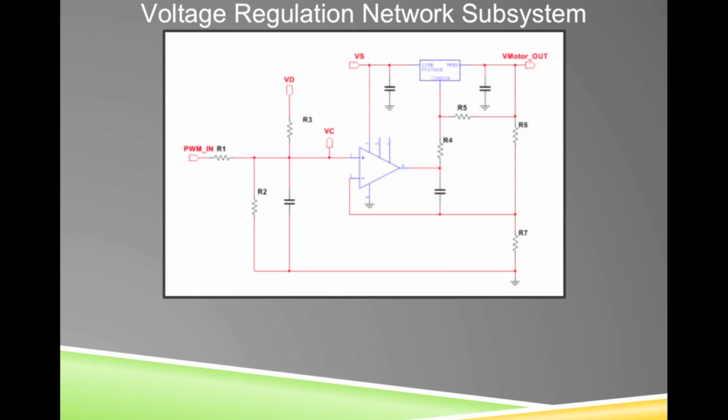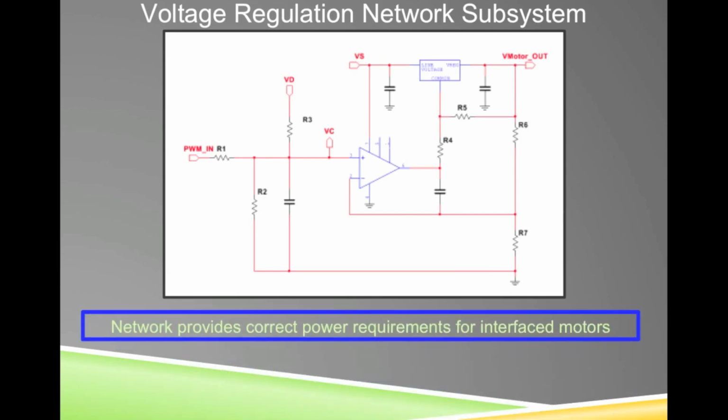Here is the voltage regulation network subsystem. Each motor that the Universal Motor Controller powers gets one of these. We power the Universal Motor Controller with a 12-volt, 4-amp power supply that is the input to the voltage regulation network. We are able to provide 5 to 12 volts across our load depending on the size of a pulse width modulation duty cycle, sent into our voltage regulating chip from the Intel Edison. In the diagram shown here, the 741 op-amp is used to buffer the pulse width modulation signal to clean up any noise. The takeaway from this is that the network provides correct power requirements for interfaced motors.